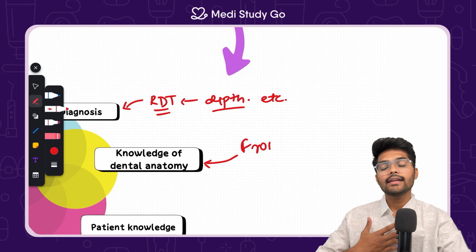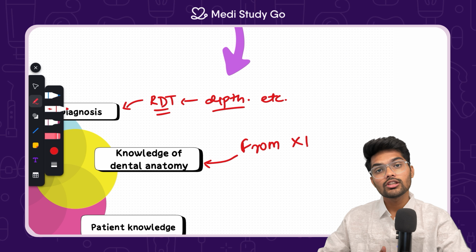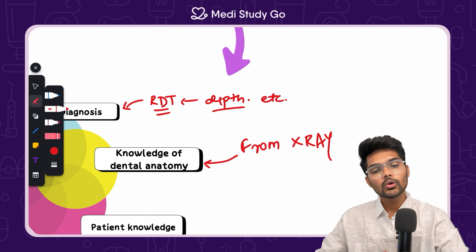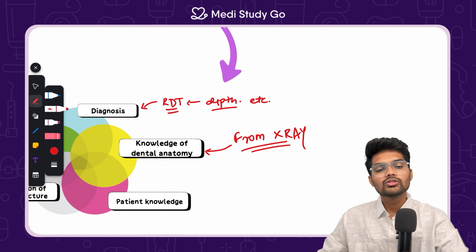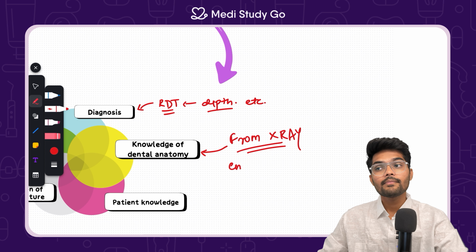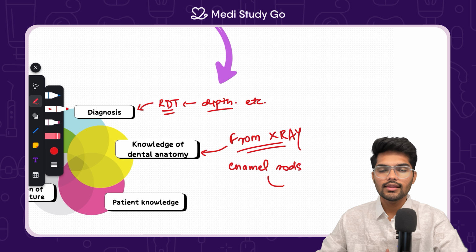And we can get to know about the pulp position and the extent of it only with the help of x-rays. So enamel rods also, by the way, cannot be diagnosed with the help of x-rays, but obviously it is a very generalized direction in all the teeth.